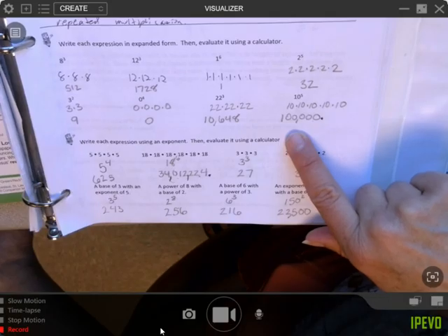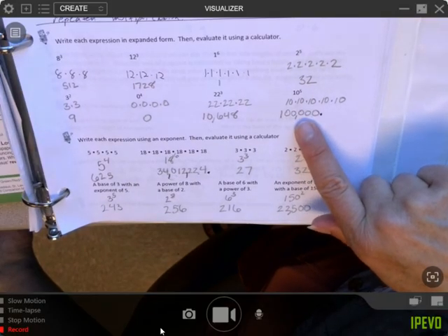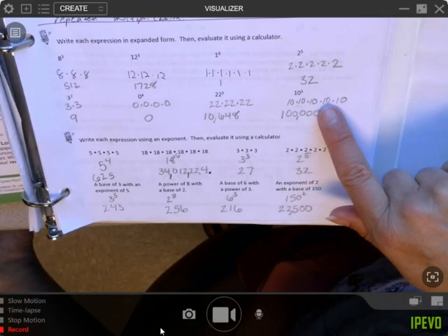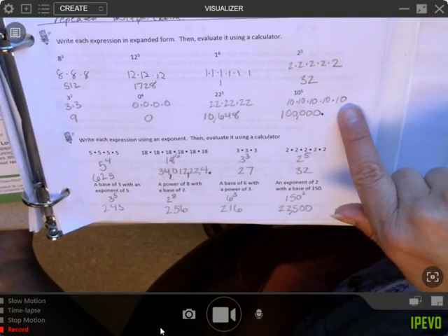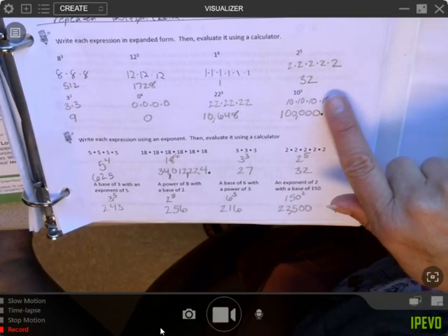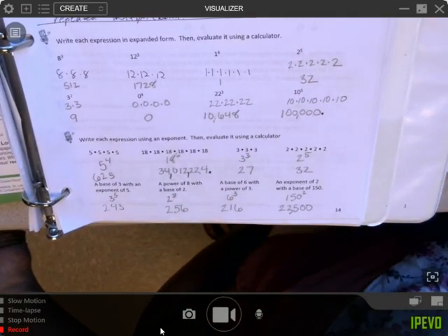Remember, we are not doing the base times the exponent. I saw a couple of us had put 50 here for our answer. We did 10 times 5. But that's not that expanded form. 10 times 10 times 10 times 10 times 10. We're just multiplying by tens. So make sure you are not confusing it. Okay, 10 to the fifth power is 100,000. Any questions on that bottom row?